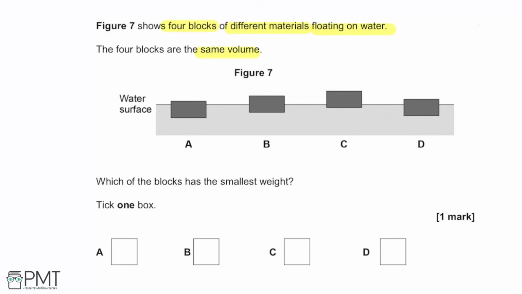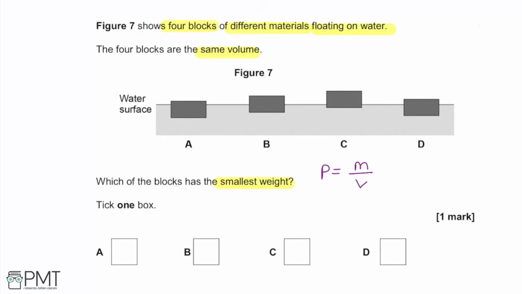And then we're asked to use this information to answer the question, which of the blocks has the smallest weight? Initially I've noticed that we're told the volume of all the blocks is the same. The question also references the weight of the blocks, which could be converted into their masses. So I'm initially thinking of the equation density equals mass divided by volume, or ρ equals m over V. This equation is going to come in quite useful here.